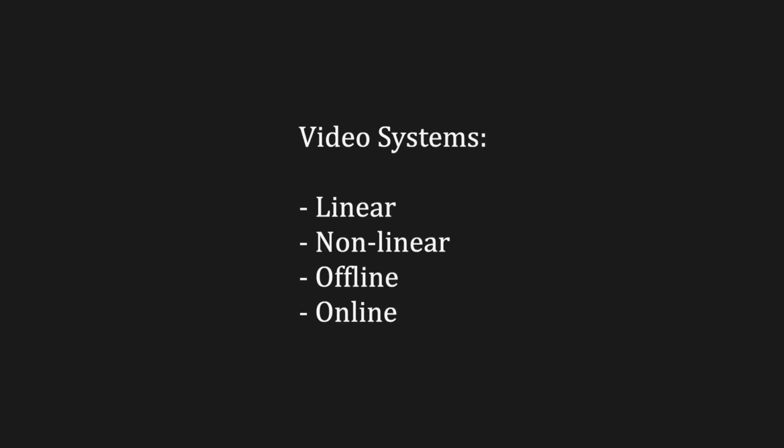Video systems are generally described as linear, nonlinear, offline, or online, though the lines between them have blurred. Linear systems use videotape, while nonlinear systems use hard drives. Offline systems are often used to assemble rough edits and create an edit decision list, EDL, which is later transferred to a higher quality online system for final production. Increasingly, modern nonlinear online workstations can handle every step, from editing to post-production, with professional quality.